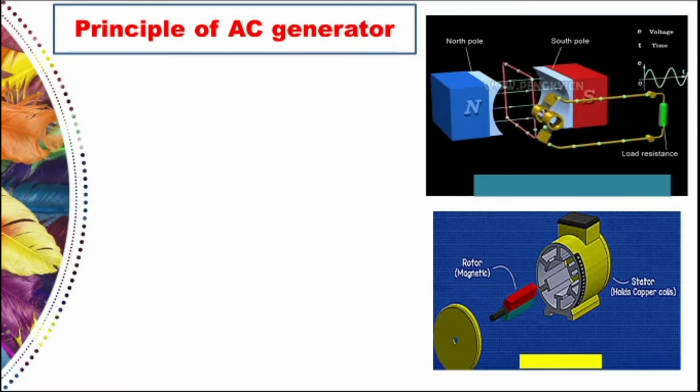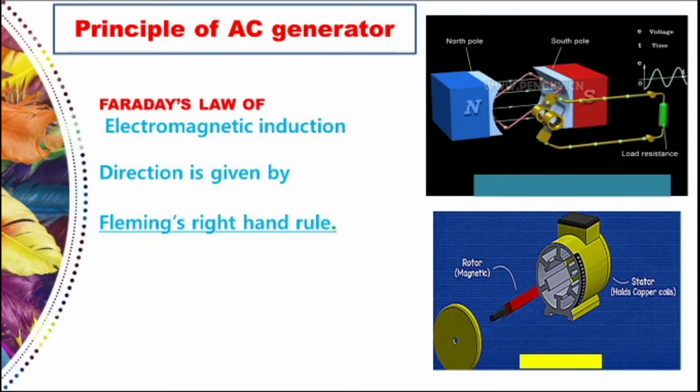So, what's the principle of an AC generator or alternator? The principle behind the device is electromagnetic induction. It is a well-known fact that only the relative motion between the conductor and the magnetic field changes the magnetic flux within the conductor, which in turn induces an EMF. The magnitude of the induced EMF is given by Faraday's laws of electromagnetic induction, and its direction is given by Fleming's right-hand rule.